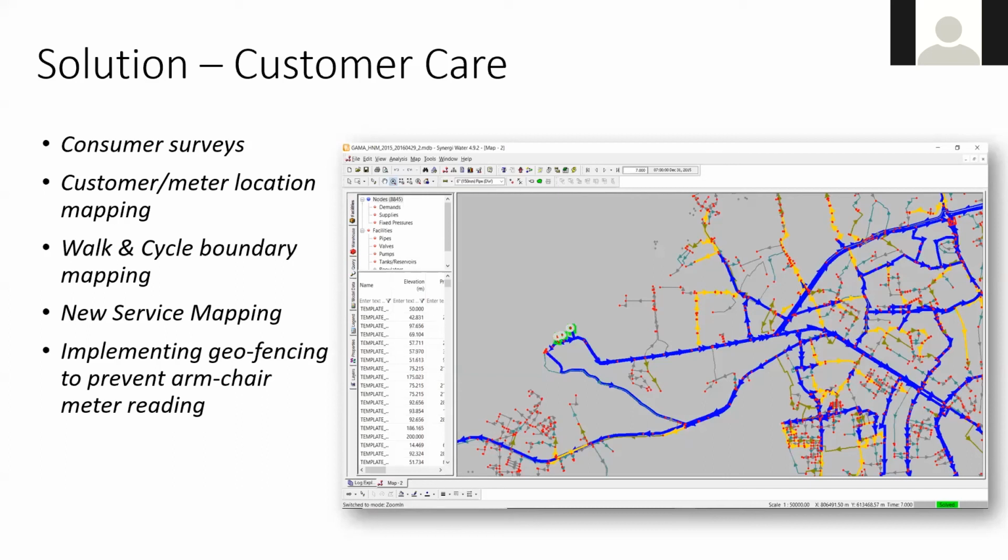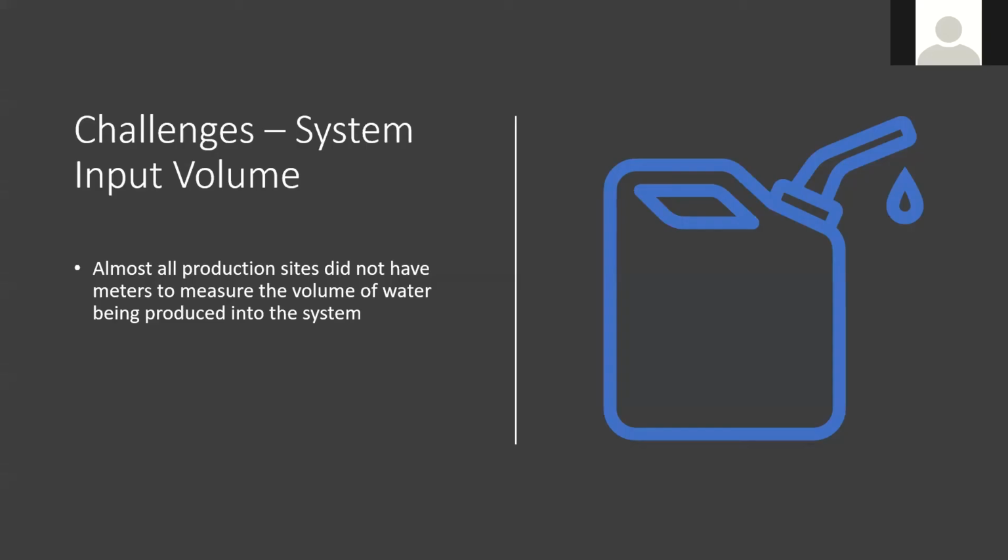And when it came to armchair meter reading, for instance, we implemented some geofencing into our meter reading application, which requires that for a meter reader to be able to read and upload a meter, they have to be within a specific range from the customer meter, thereby making it impossible for them to be at a different location and churning out consumption readings.